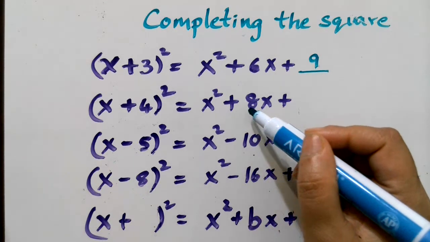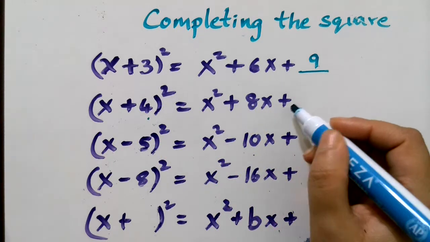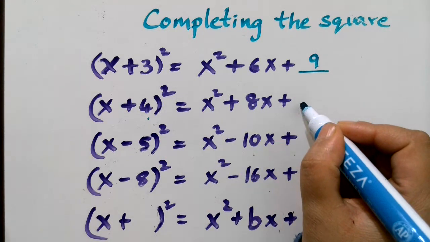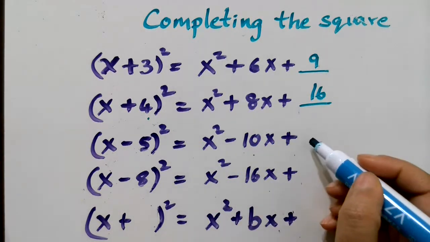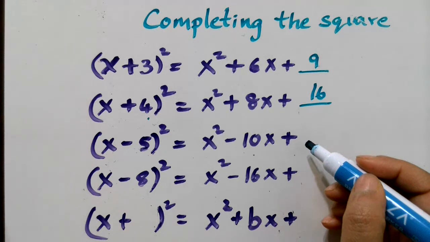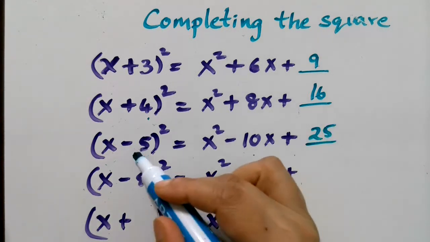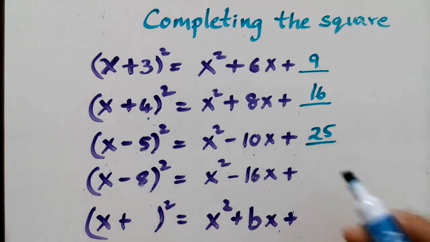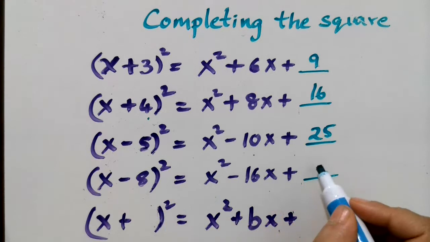In the same way, if we expand (x + 4) squared, we end up with 4 times 4, which is 16. In the next one, I have (x - 5) squared. 5 times 5 gives us 25, and it's positive because negative 5 times negative 5 gives you a positive 25. This one is 64.